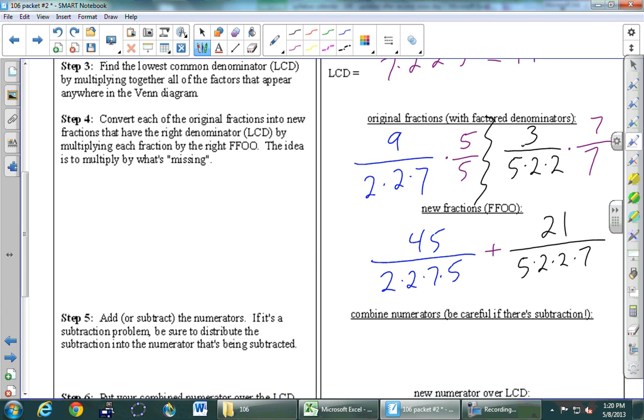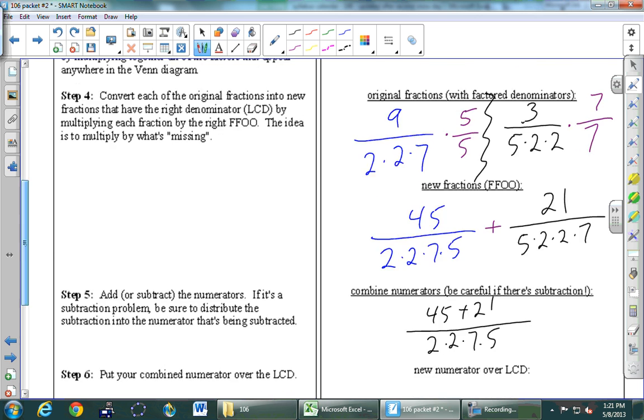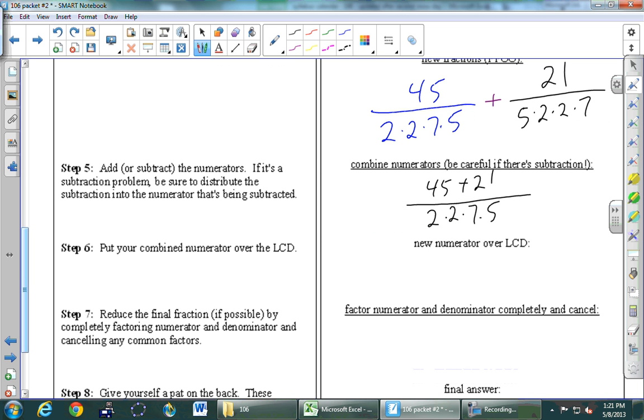Okay, and what's the good thing about these two fractions now? It is addition. We can just add them on the top because what's true about the denominators? They're the same. They're both 140. Again, I don't need to write 140. I just need them to be the same. So we can just add them up on top. So I'm going to write 45 plus 21 divided by the denominators. So that looks like 66 divided by 2 times 2 times 7 times 5.